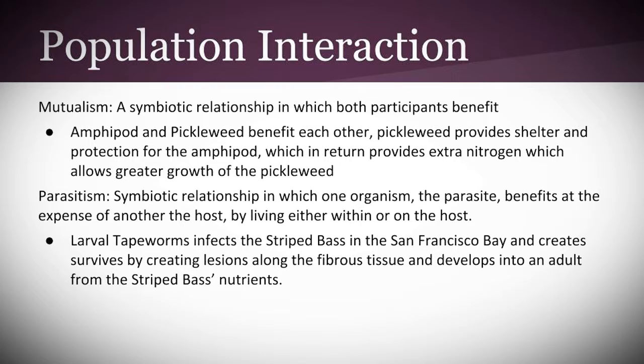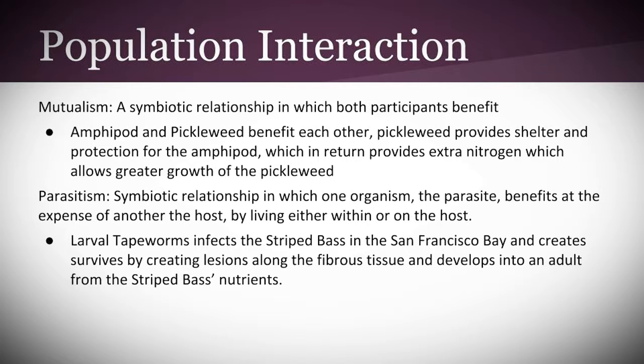Population interaction, mutualism, a symbiotic relationship in which both parties benefit. Amphipod and pickleweed are examples of this. Pickleweed provides shelter and protection for the amphipod, and the amphipod in return provides extra nitrogen from excrement and waste, which allows greater growth of the pickleweed.